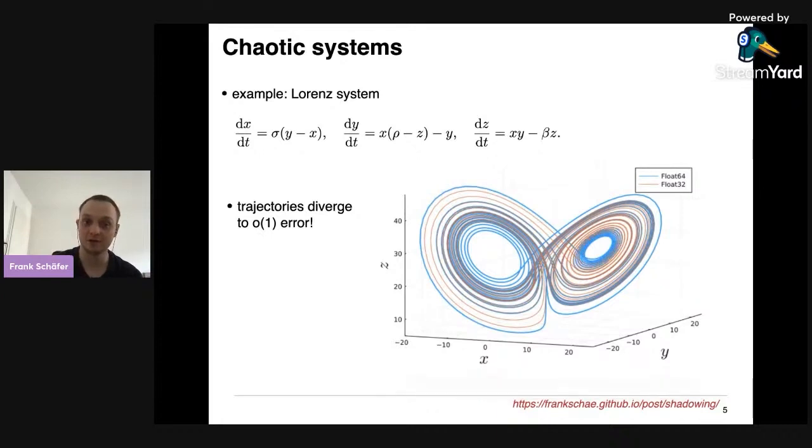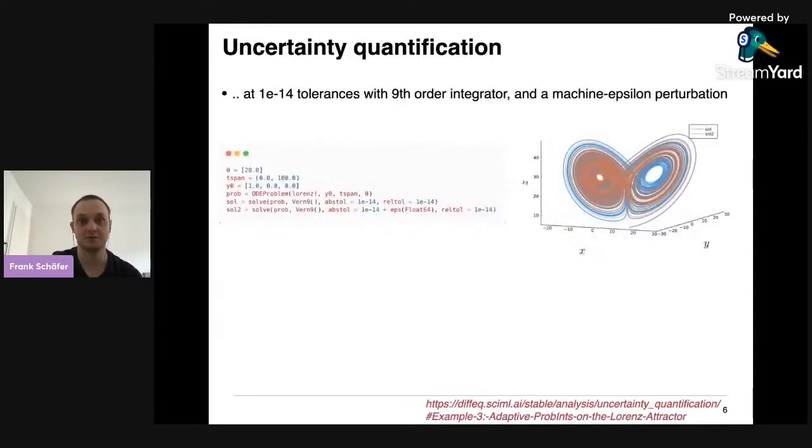We could at first maybe think that this is just due to the use of a specific solver, but you can actually also check that even if you use a very high order integrator with very small tolerances, and you just include a small perturbation to the tolerance, you solve it two times, one with this small tolerance and one with the same tolerance basically, but just a floating point perturbation. You will also get this kind of picture where the trajectories basically diverge after some time.